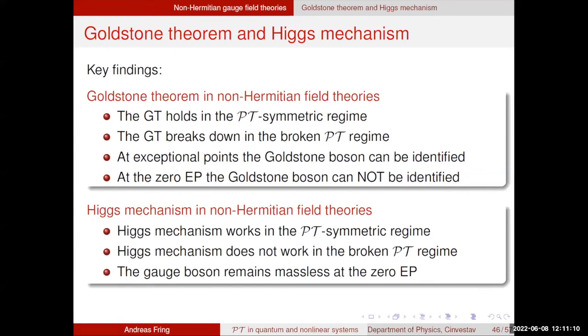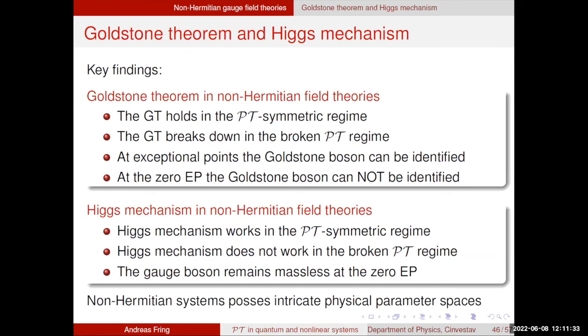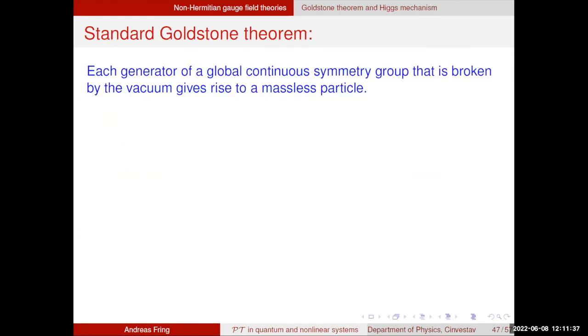Well, then we look at the Higgs mechanism, which is the mechanism that gives mass to the Goldstone boson. And again, we find it works in the PT-symmetric regime. It does not work in the broken regime. And the Goldstone boson remains massless at the zero exceptional point, which means also there it breaks down. Yeah. So let's have a closer look.